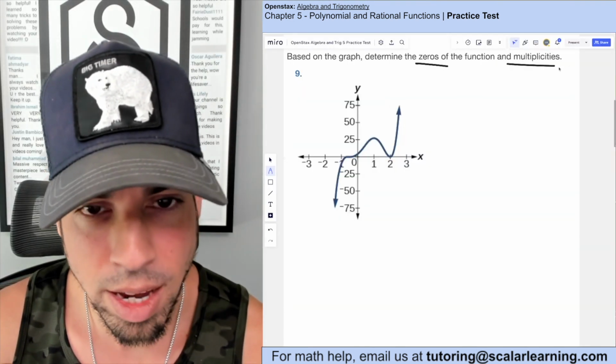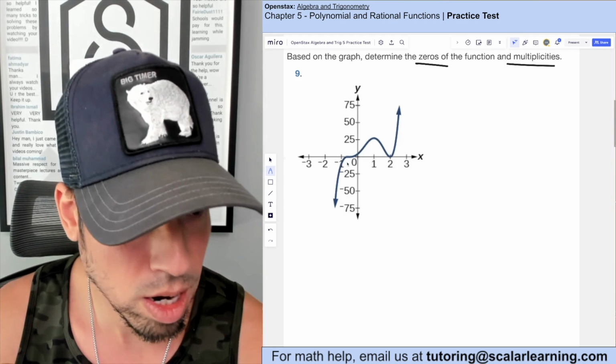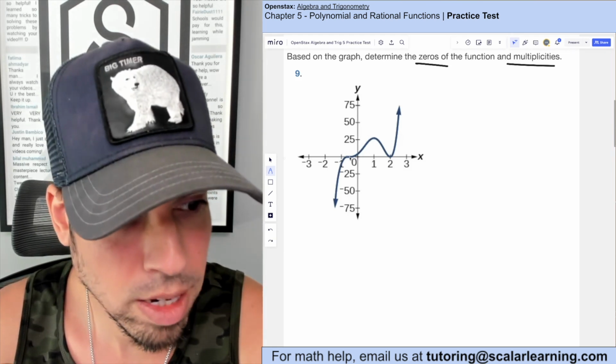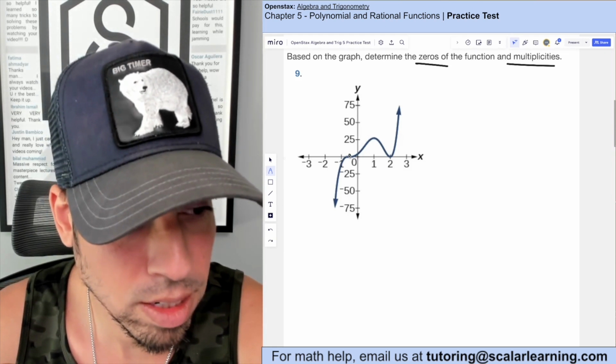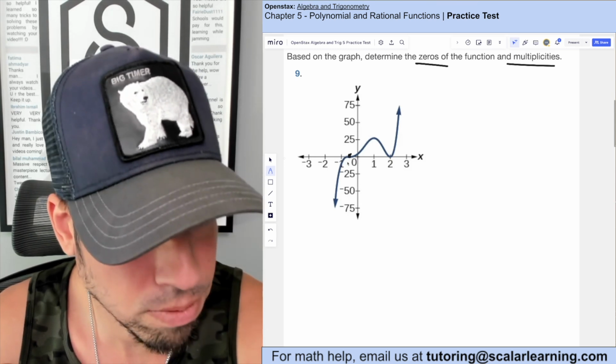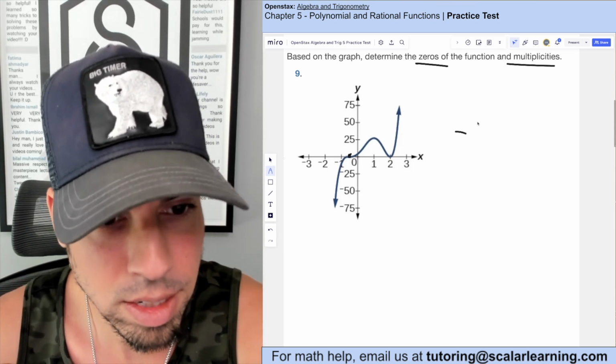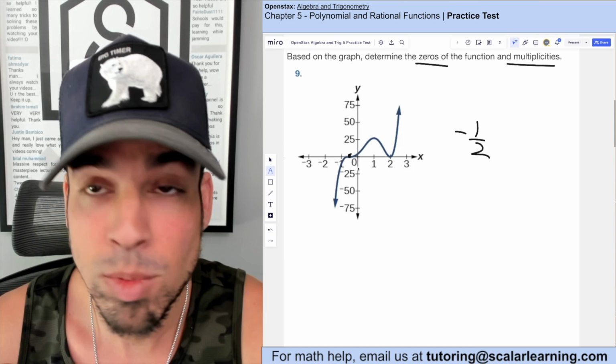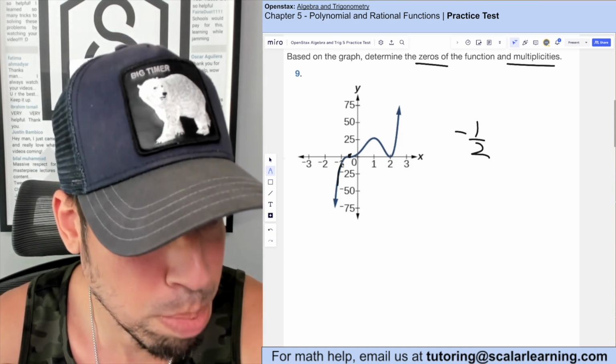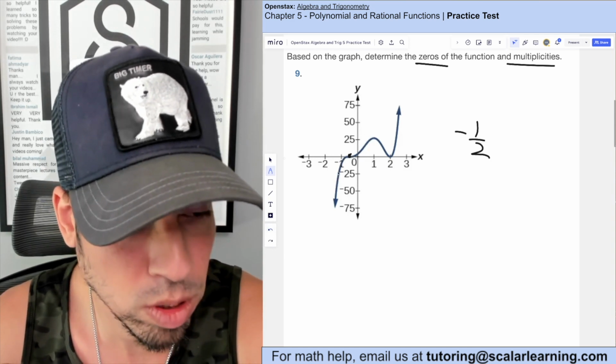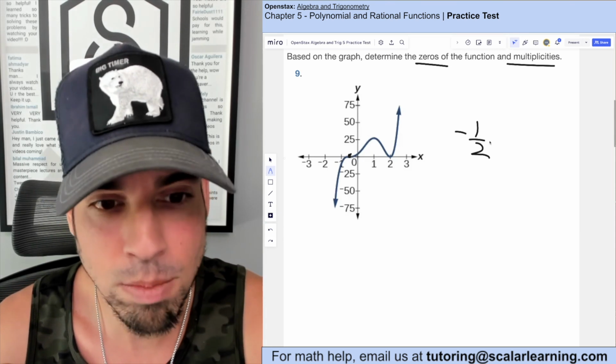Boom, done. For this one, we're going to find the zeros and the multiplicities based on the graphs. So first, we're starting with zeros, aka x-intercepts. Where is it hitting the x-axis? So I see that first it looks like it's hitting it at negative 1/2. And then when it comes to the multiplicity, the fact that it's penetrating, it's not bouncing, it's going through, indicates that it's an odd multiplicity.